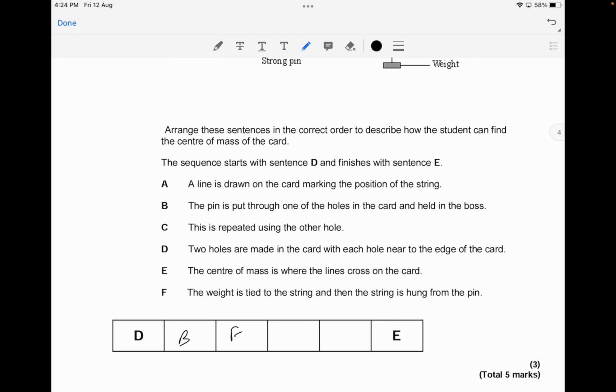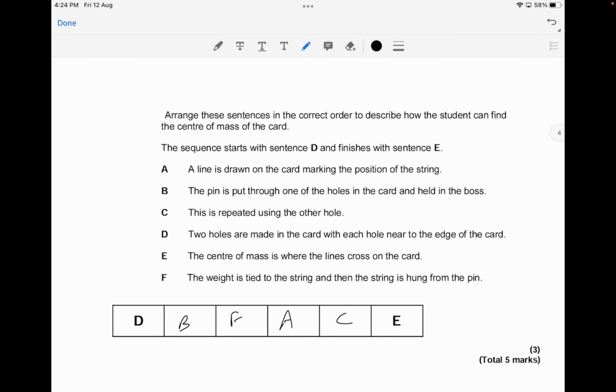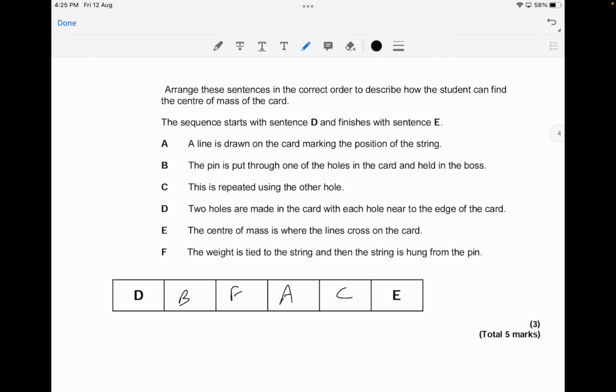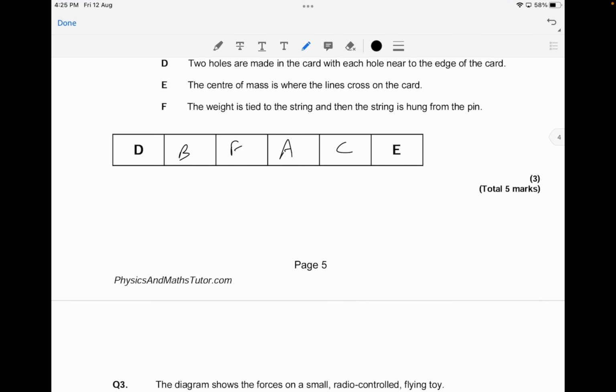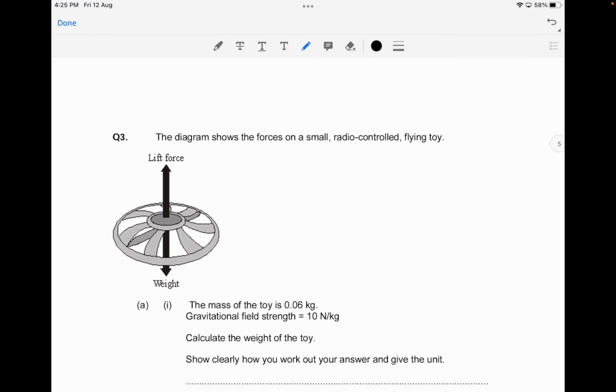And the line is drawn on the card, marking the position of the string. That's going to be A. And this is going to be repeated using the other hole, so it's going to be C. E should be the center of mass, is where the lines cross on the card, so that should be your value. So it's going to be D, B, F, A, C, E for 3 marks, alright? Okay, just learn these sentences in order. It's very critical that you learn this. Let's move on to the next question.